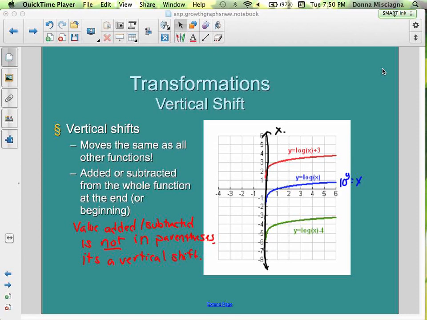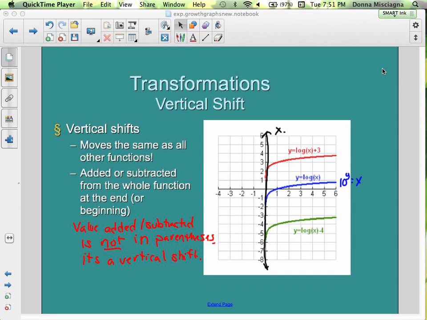All right, so it moves the same as all the other functions. If you add something to the whole function and it's positive, it goes up. If you subtract something from the whole function, it goes down. Here's a hint on how you can figure it out: the value added or subtracted is not in parentheses. If you have anything added or subtracted and it is not in parentheses, it is a vertical shift. Horizontal must be tied to the x, and the only way to tie it to the x is parentheses, right?